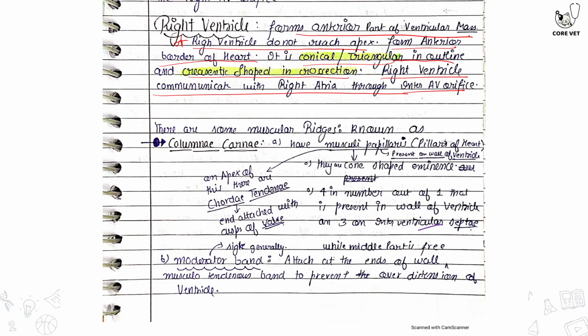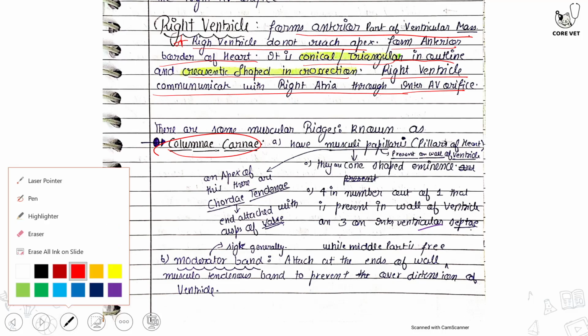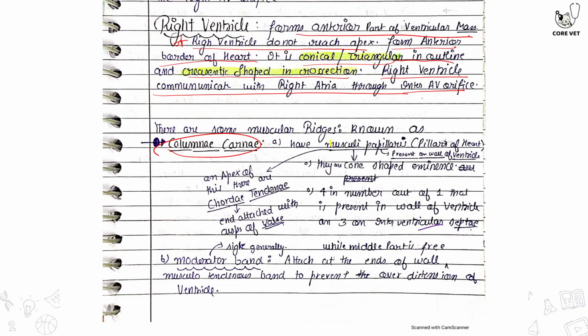Okay, so there are some muscles in the right ventricle, both the ventricles actually. The basic point is that in both the ventricles there are some muscles, and those muscles are together called columnae carneae. The very first muscle of the columnae carneae is the musculi papillaris. This is the very first muscle that we have to discuss.